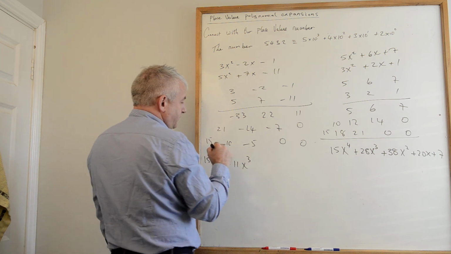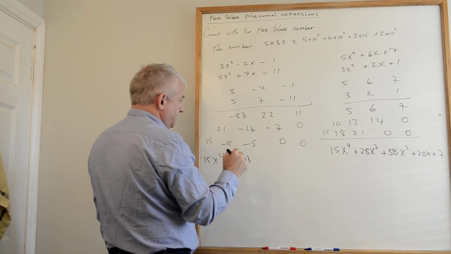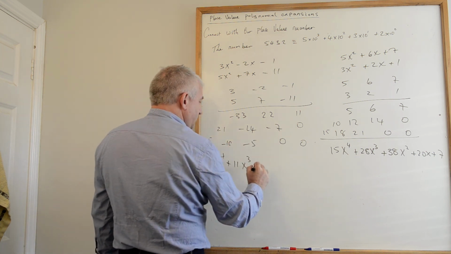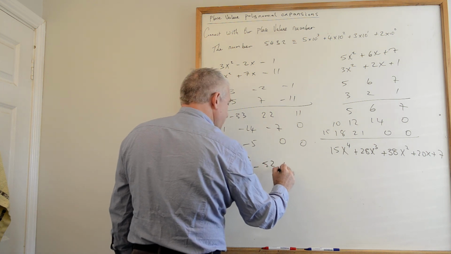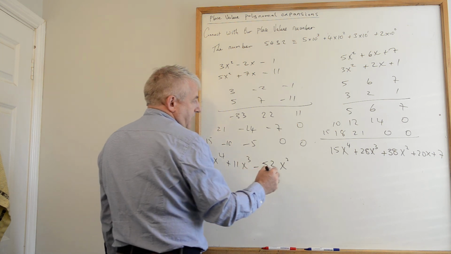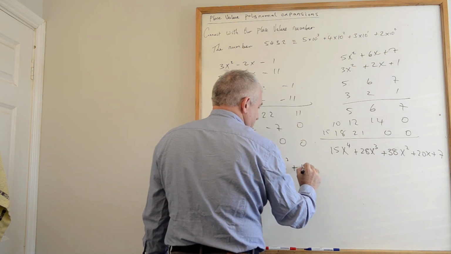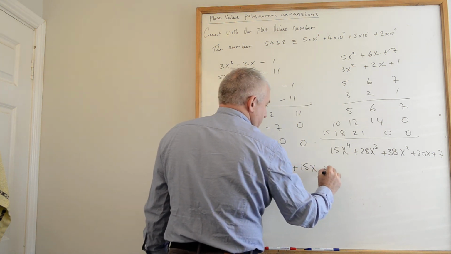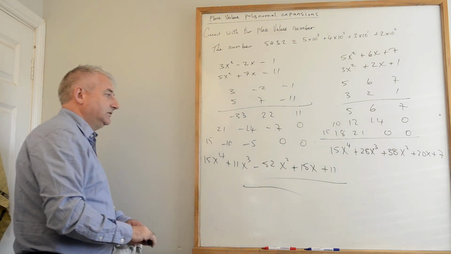So 0, negative 19, negative 52. Hopefully, not 100% certain on that, but I think it is. And that'll be 15x, and that'll be 11. Okay, that's a quick introduction.